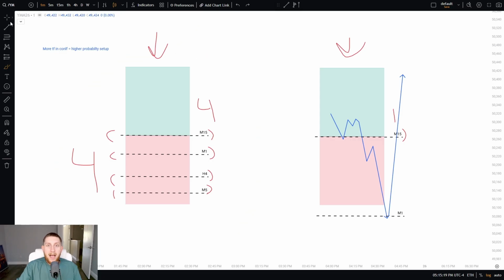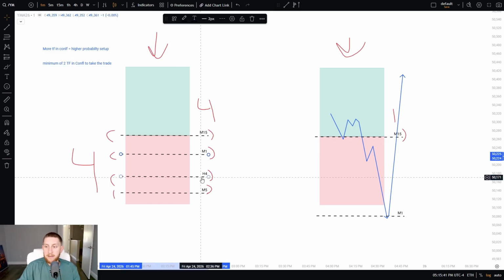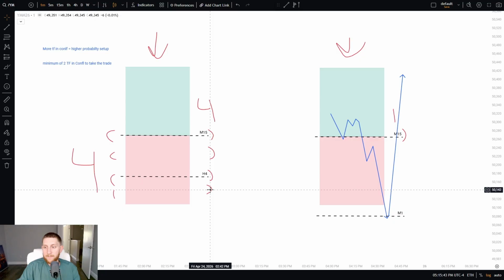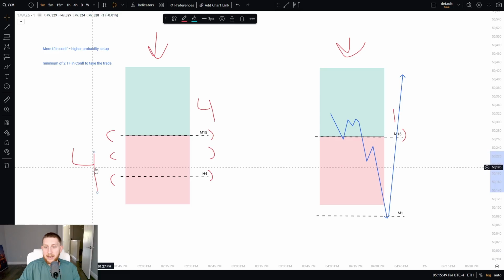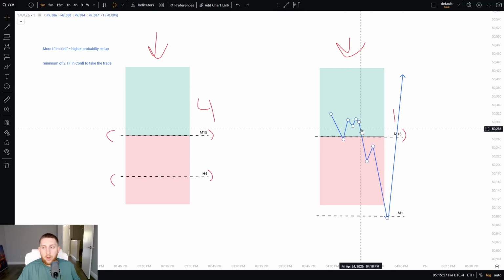Now, I need a minimum of 2 time frames in confluence to take the trade, okay? Minimum of 2 time frames in confluence. So this is a very high probability setup for me because we have 4 time frames in confluence. But let's delete the M1 and let's delete the M5, right? Now let's just say that's the only 2 levels we have on this setup, the M15 and the H4. Now you might be thinking, oh, that doesn't look much better than the one over here, right? 2 time frames is sometimes all you need.